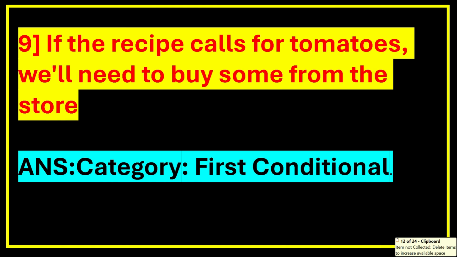If the recipe calls for tomatoes, we'll need to buy some from the store. Answer: category first conditional. Explanation: if the recipe calls for tomatoes, present simple, calls. Will need to buy some from the store, future simple, will need.